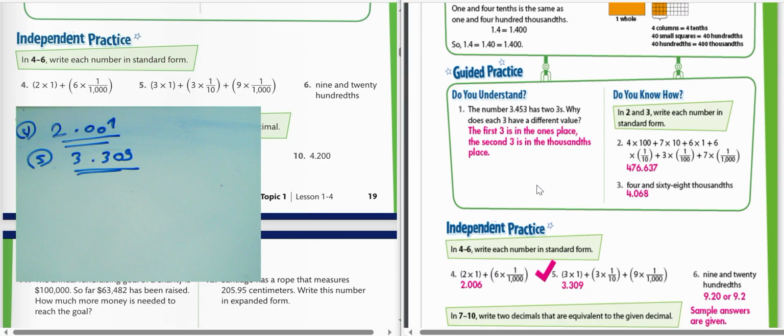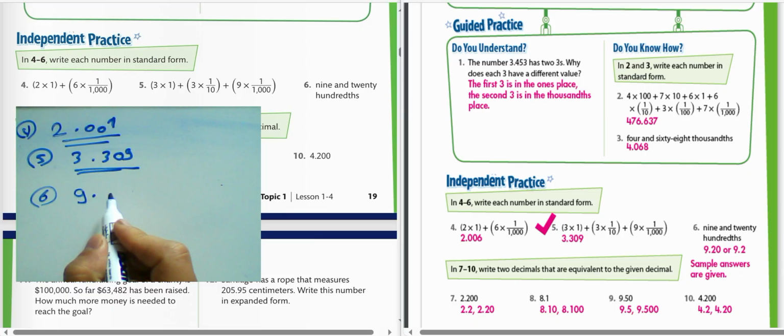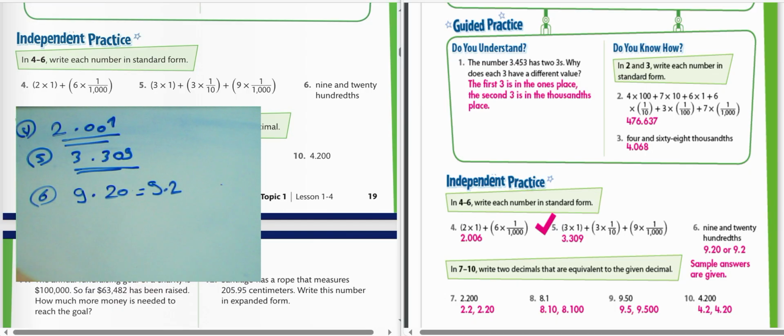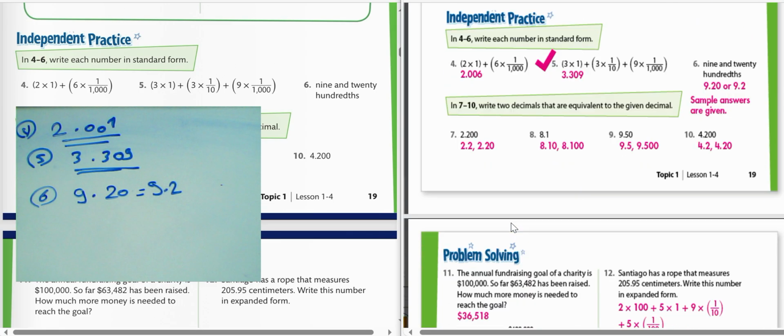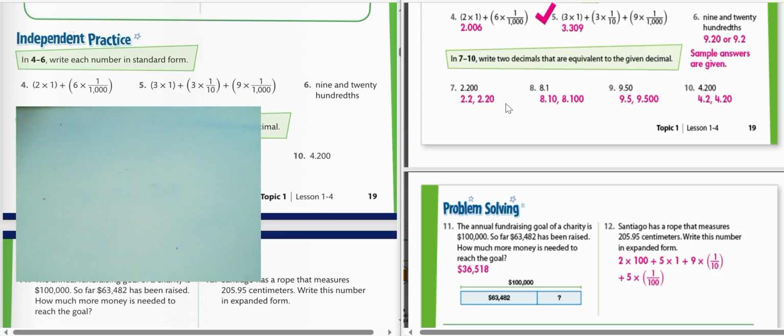Here, question number 6, we have 9 and 20 hundredths. Or we can write 9.2. We call it 9 and 20 hundredths, or 9.2, because 20 hundredths equal 2 tenths. The next question, we can write the equivalent decimal number. We can put 0 on the right hand side or cancel 0. Like this, 0.1, we can put 0 or double 0 as you like.